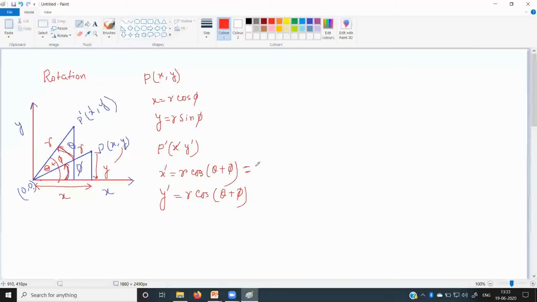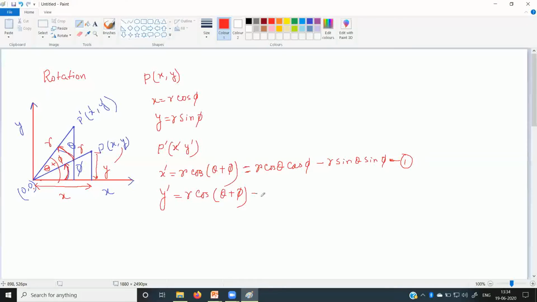So it will be R cos theta cos phi minus R sin theta sin phi. Let us say this is equation 1.